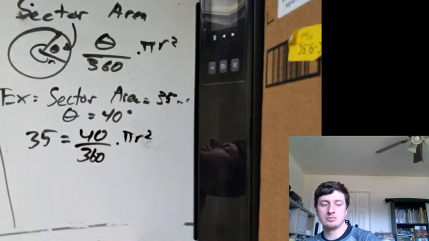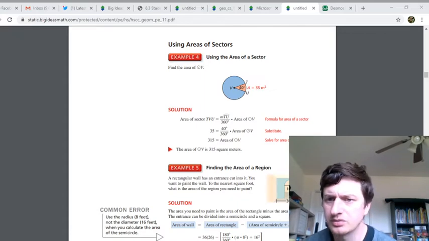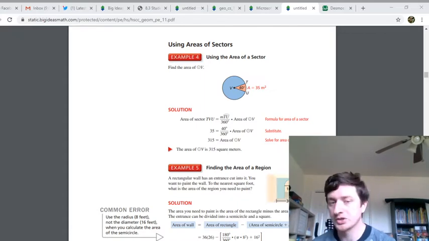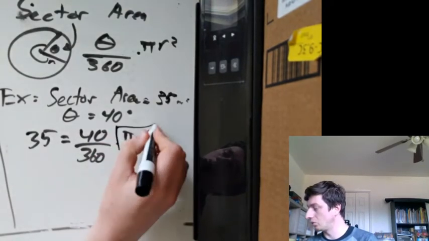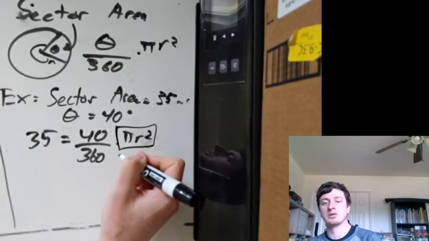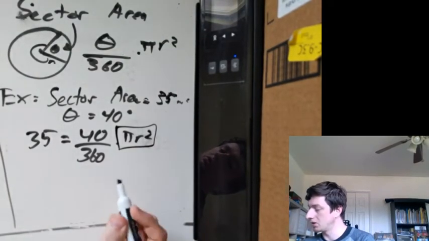And since the problem is looking for the area of the circle, it says find the area of circle V, we don't actually need to find the radius. We don't even need to find the pi part. So what we're going to do is solve for this whole thing. We're just going to leave this on this side. So to do that, we would multiply by 360 and divide by 40.